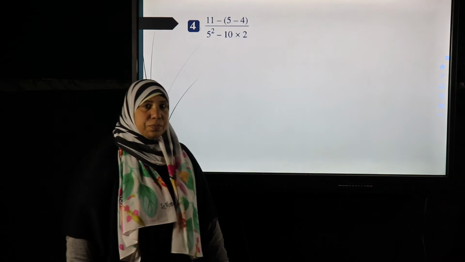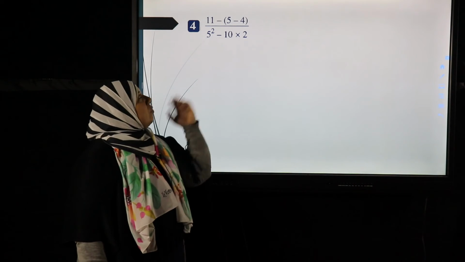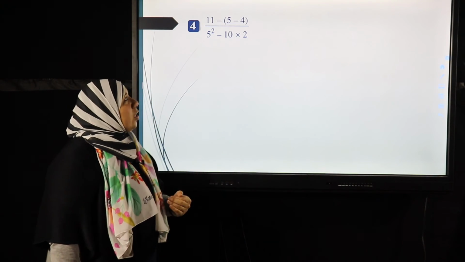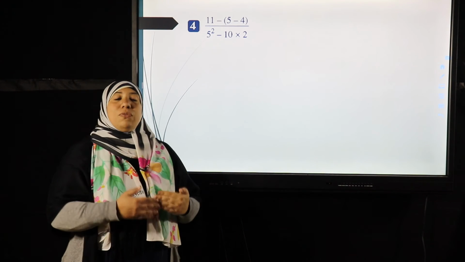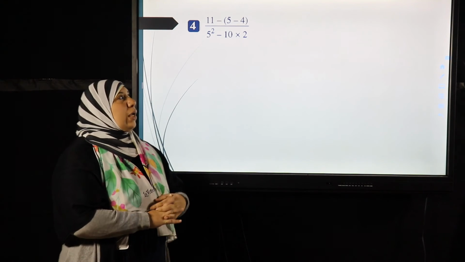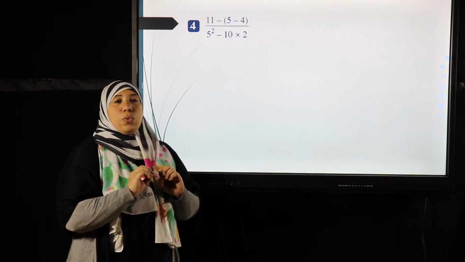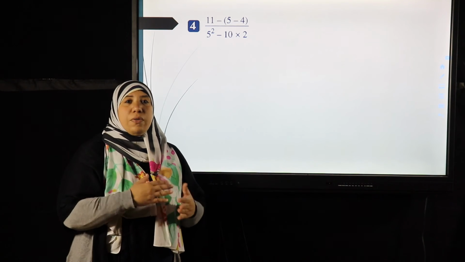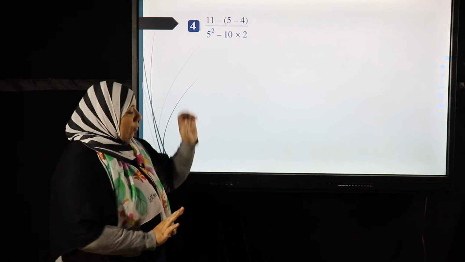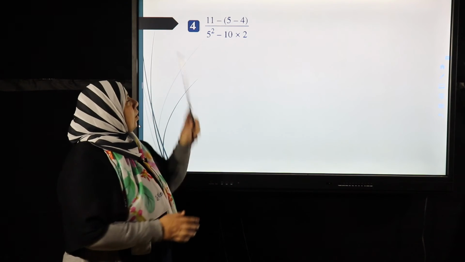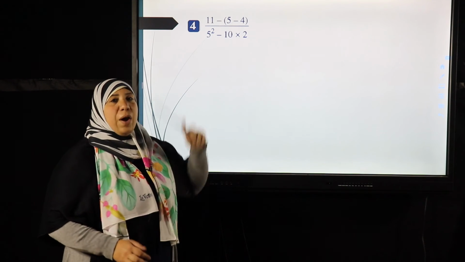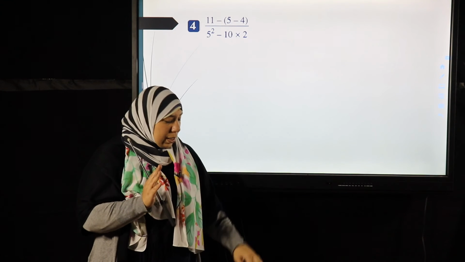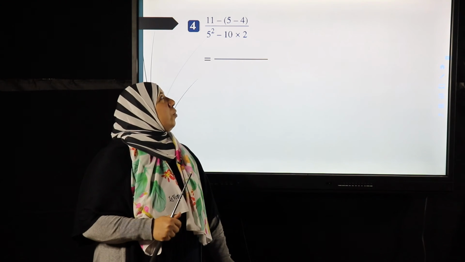Another example. If you have an example in this form, it's like a fraction. This fraction means I have 2 different problems. I work in the numerator and in the denominator together at the same time. So if you look up here, I have 11 minus bracket. So the numerator is my problem and the denominator is another problem.